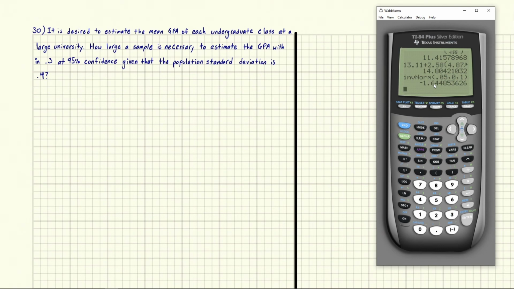Now, there's two ways to get to it. The first way is you just look on your formula sheet or you have it memorized. And so that is n is equal to z of alpha over 2 times sigma divided by e, all squared. So this is the formula that you're going to want. There is another way to get it though, and I tend to use the other way because I typically don't have this off the top of my head like I do right now.